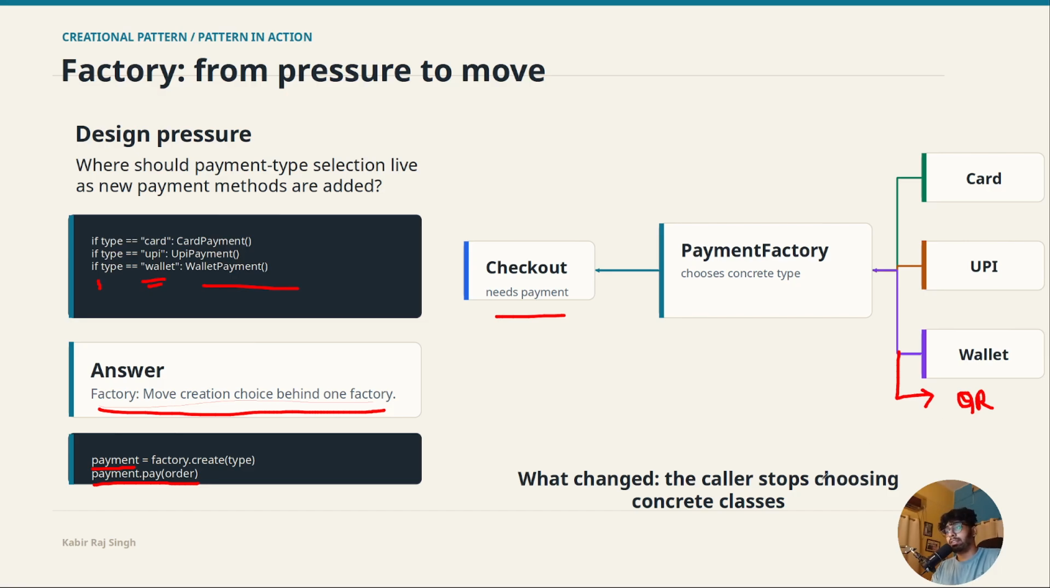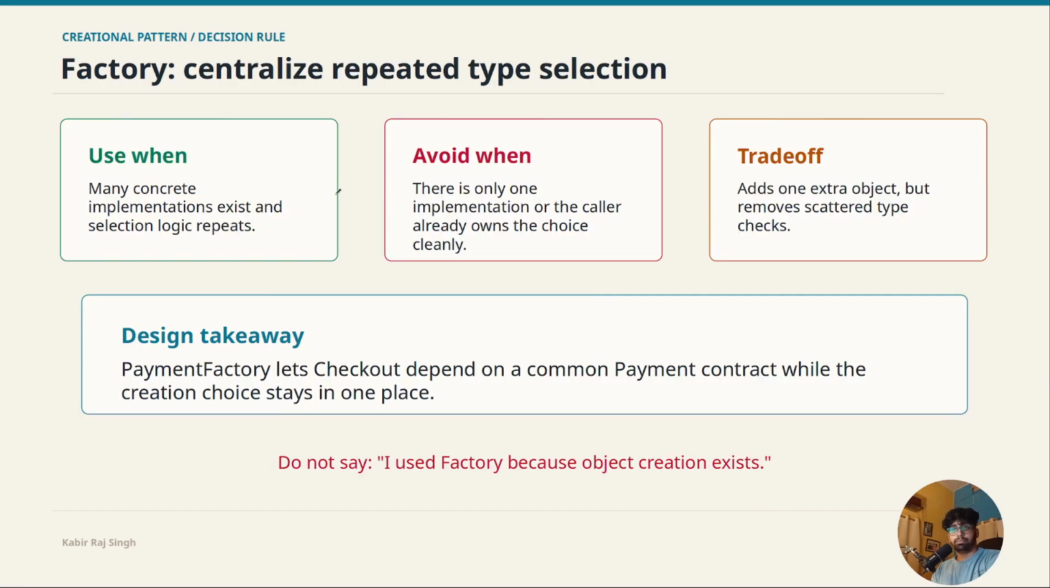So what changes is that the caller stops choosing concrete classes, rather it builds it via a factory kind of thing. You send in your requirement one time and you get your specific class back. It is not exactly about making the object creation fancy, it is about stopping your repeated selection logic from spreading. And when you need to use it is whenever many concrete implementations exist and selection logic exists in more than one place. So the key phrase over here is basically repeated selection logic.